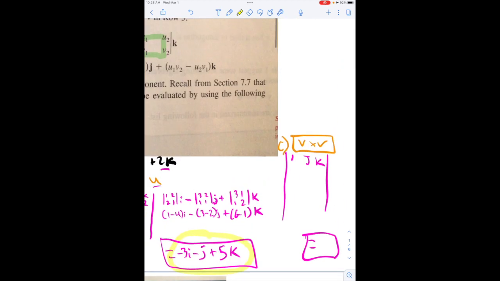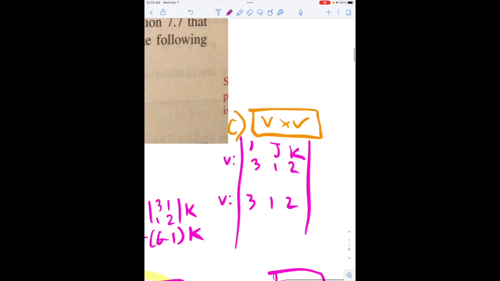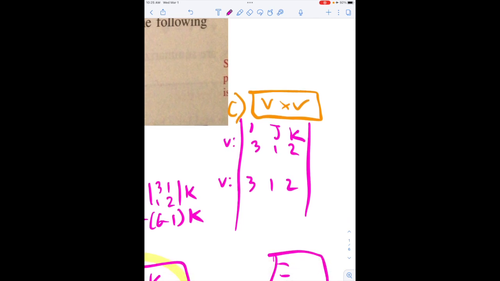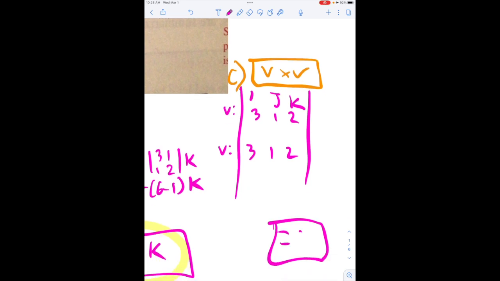This one we can do relatively fast. We're going to take V cross V, set it up, I, J, K, 3, 1, 2, 3, 1, 2. When you go through and do all this, you're going to get 6 minus 6, 2 minus 2, 4 minus 4. So when you take the cross product of something that's the same, V cross V, it's just going to equal 0.